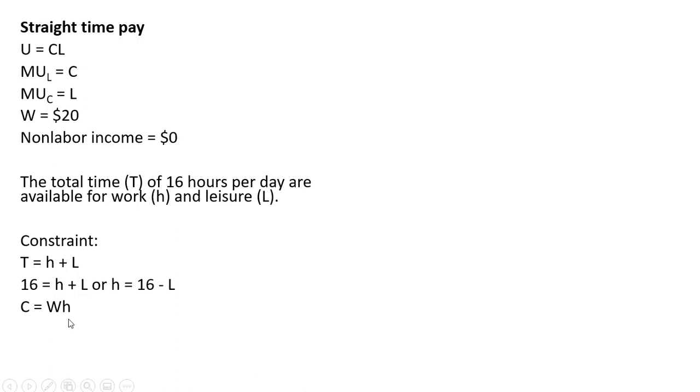The level of consumption for the worker is going to be the wage times hours of work. So where we have H, we're going to replace that with 16 minus L. And then we're going to replace the W with the wage that we have on top here of $20, and just multiply this 20 through. We have our constraint.